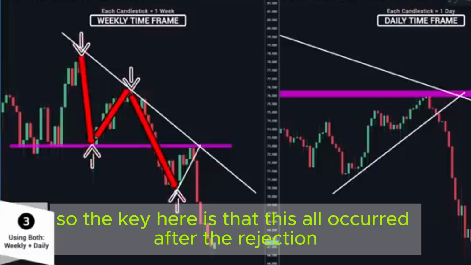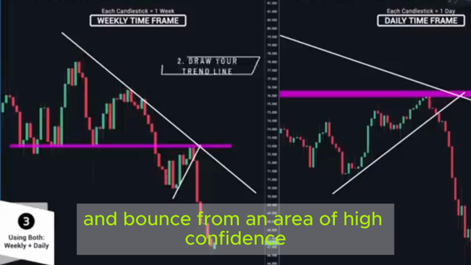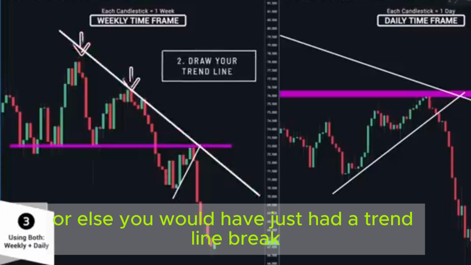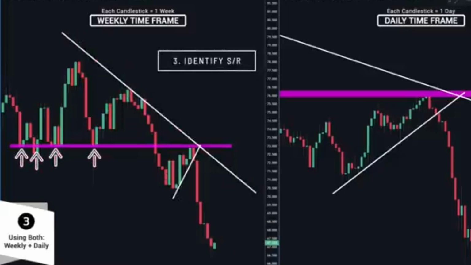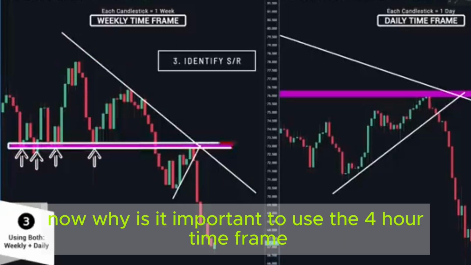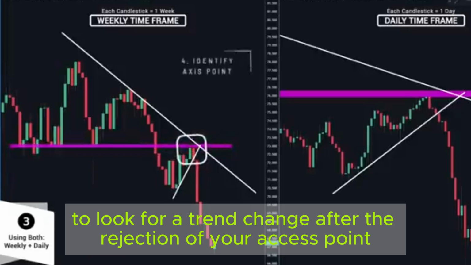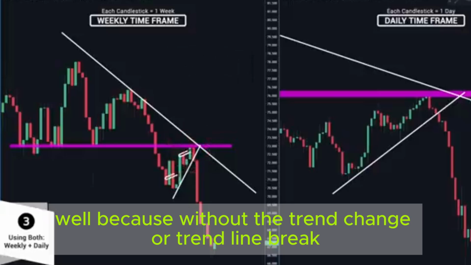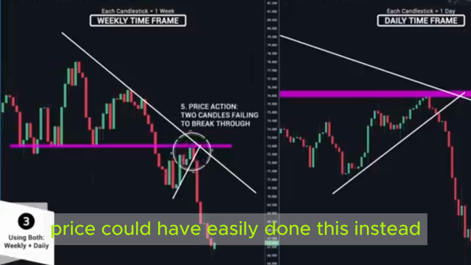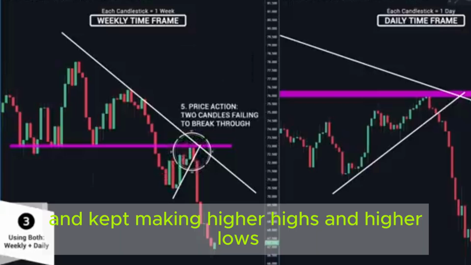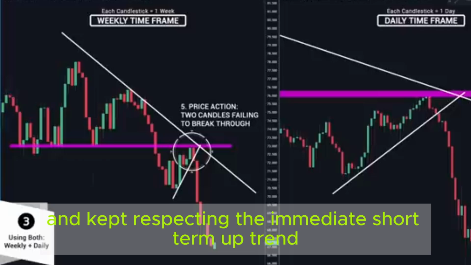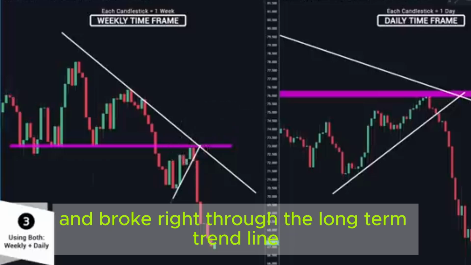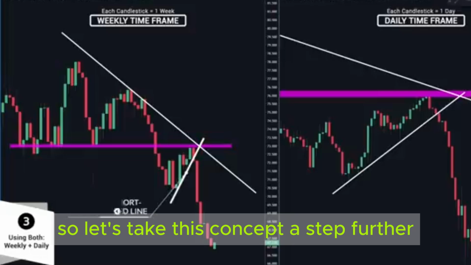So the key here is that this all occurred after the rejection and bounce from an area of high confluence, or else you would have just had a trendline break. That would be meaningless. Now, why is it important to use the 4-hour time frame to look for a trend change after the rejection of your access point? Well, because without the trend change or trendline break, price could have easily done this instead, and kept making higher highs and higher lows, and kept respecting the immediate short-term uptrend, and broke right through the long-term trend line. So, let's take this concept a step further.